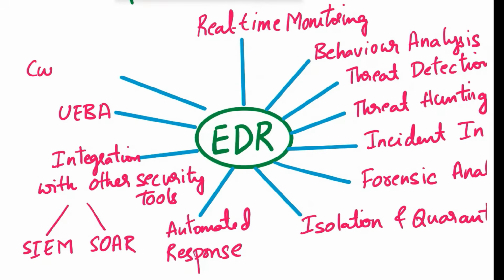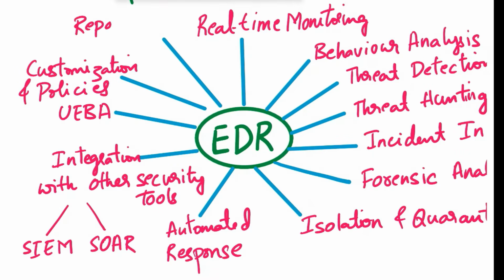Another key feature is customization and policies. EDR solutions allow organizations to create custom detection rules and policies tailored to their unique security needs. This flexibility helps adapt the system to specific risks and business environments. Another key feature is reporting and dashboards. EDR tools provide visualizations, reports, and dashboards that offer insights into endpoint security status, recent incidents, and overall threat trends. These visual aids assist in making informed decisions.